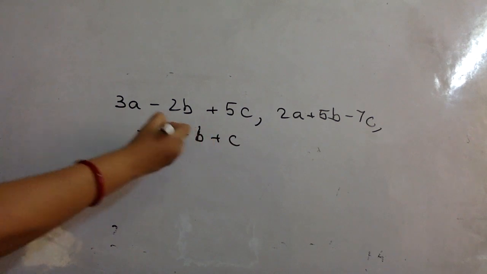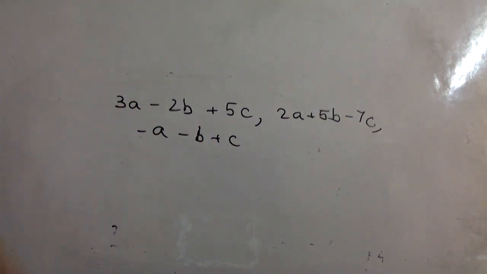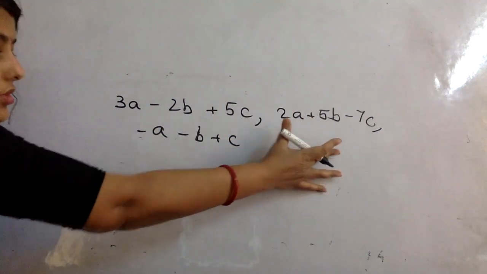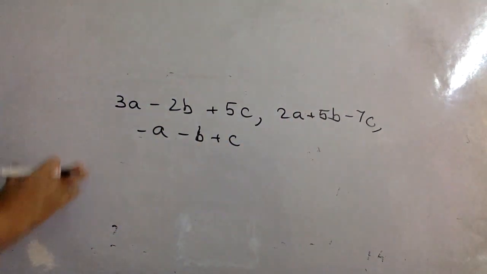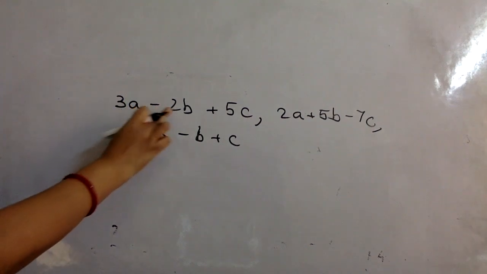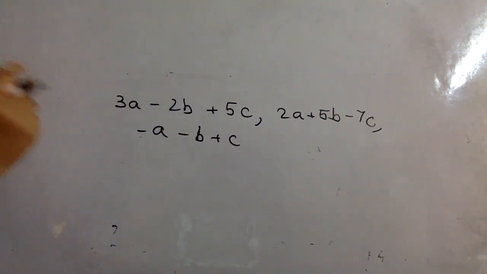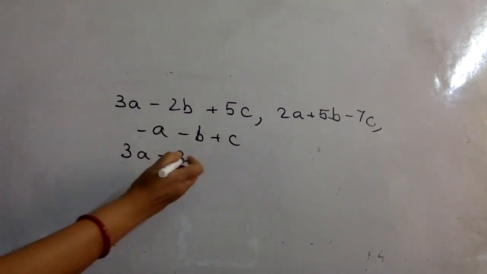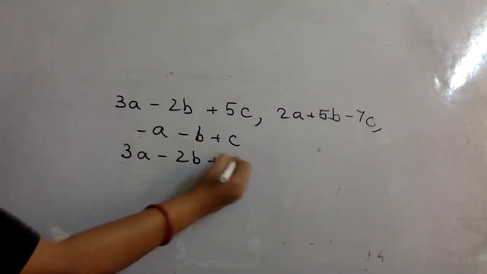Now like this also they can give it in the question paper. Add these. So here is one expression, here is the next expression and this is the third expression, all separated out by commas. Now clearly I can see here that there are three different types of like terms. 3a minus 2b plus 5c.